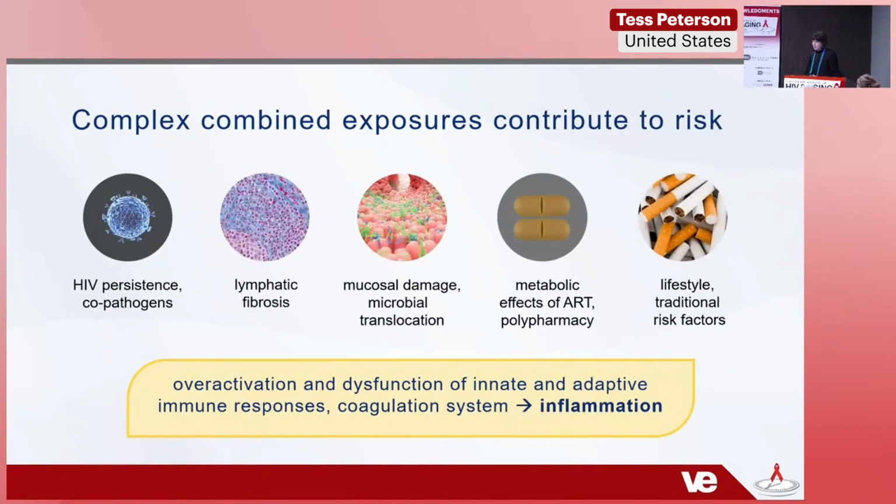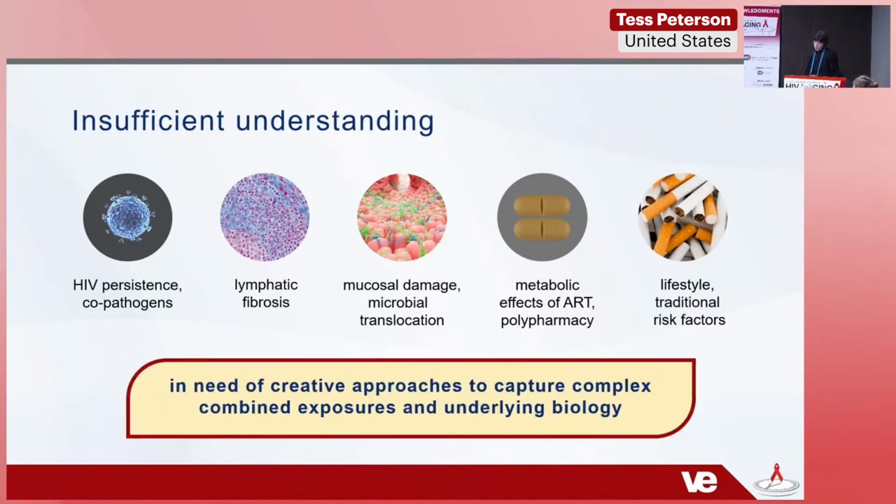We also have some idea what's contributing to this excess risk, and these are just a few examples, but the main point here is that it's a multifactorial issue, ultimately leading to overactivation and dysfunction of immune responses as well as the coagulation system. But our understanding of this is remarkably incomplete, and so we're in need of creative approaches to capture the complex combined exposures and generate hypotheses on some of the underlying biology.